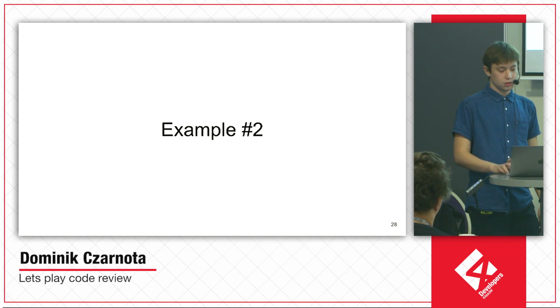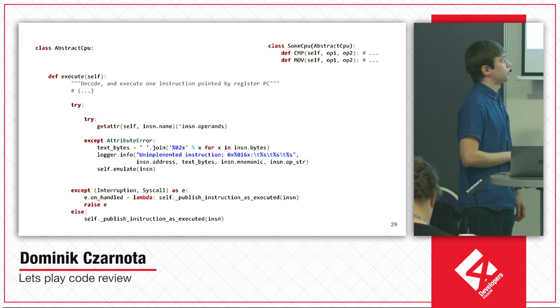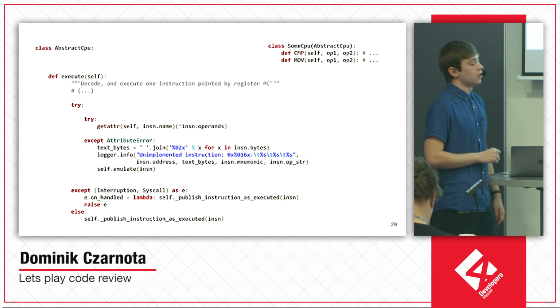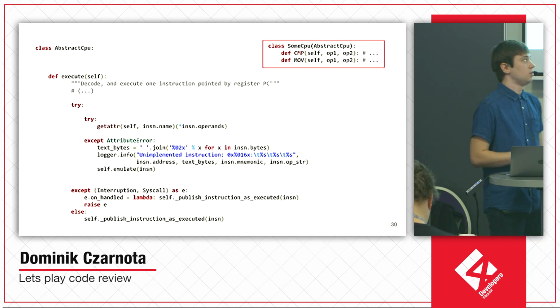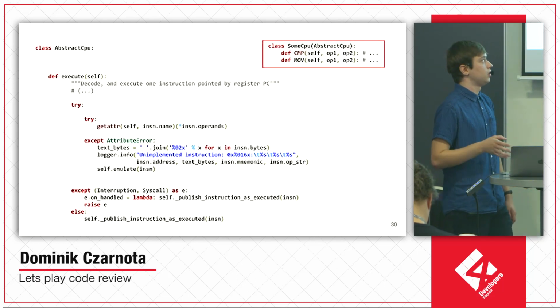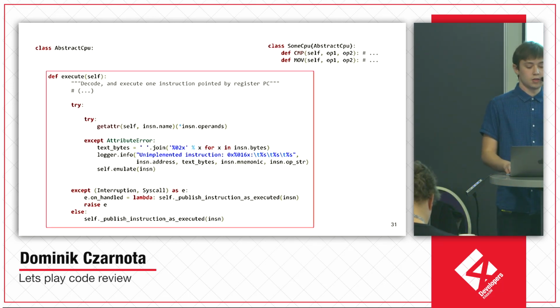Another example is this piece of code from one of the tools I develop. The first thing here is that we have some class that inherits from abstract CPU, and this class implements an actual CPU. So it implements all the instructions inside of this CPU, like CMP or MOV. And this abstract CPU has this execute method that is supposed to execute one instruction at a time. Or actually whole instructions, it depends on how it's written.